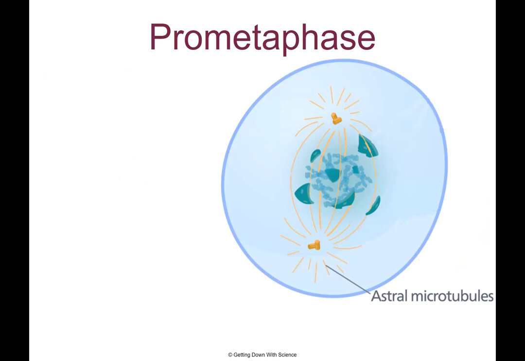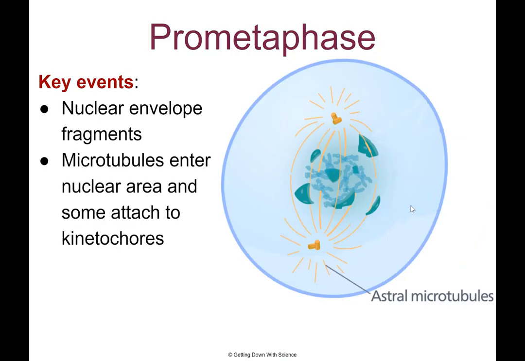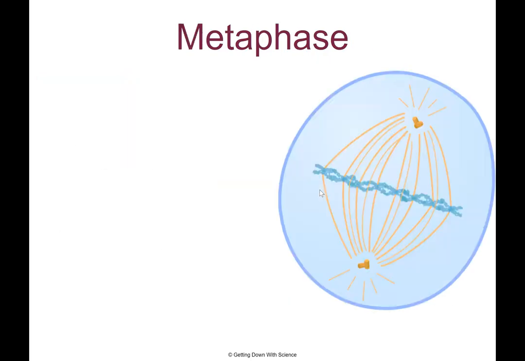Pro-metaphase, either late prophase or early metaphase, kind of the concept there. So the nuclear envelope that surrounded the nucleus is going to fragment and break down. And the microtubules are actually moving into that area so that they can attach to the kinetochores for all of the sister chromatids to allow for their job to take over.